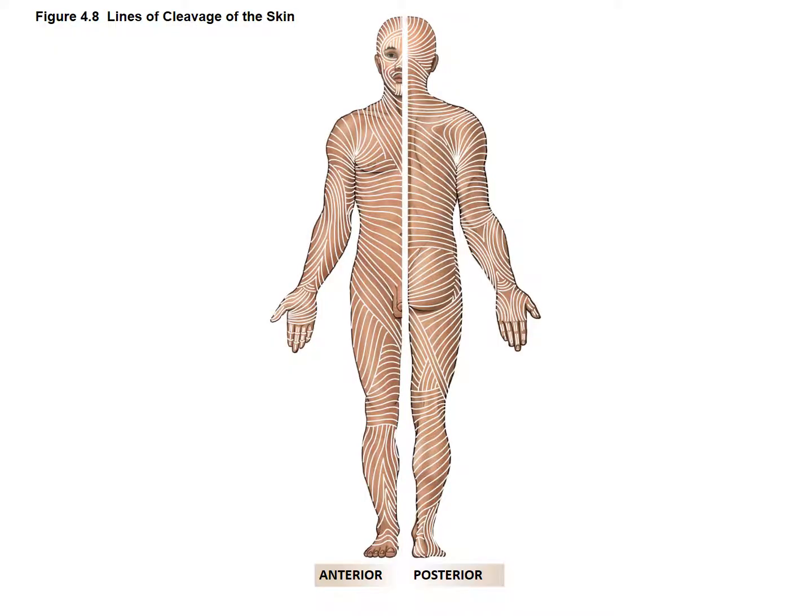Here we can see the lines of cleavage, or Langer's lines. Collagen and elastin fibers in the dermis are arranged in parallel bundles which change orientation in different parts of the body, and this is according to the stress on that region. This forms the lines of cleavage a lot of times that surgeons use to reduce damage. So they will typically cut along these lines so that way when it heals, you won't see as much of a scar.